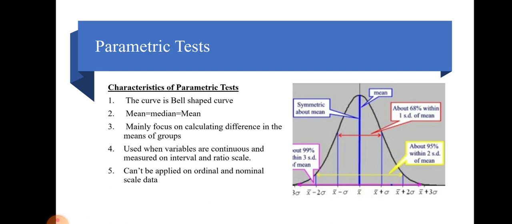Parametric test is used when variables are continuous and measured on interval and ratio scale. This is an important characteristic of parametric test, that it is applied when the variables are continuous and measured on which scale, interval or ratio scales. If the scale is nominal and ordinal, then we will not apply the parametric test.